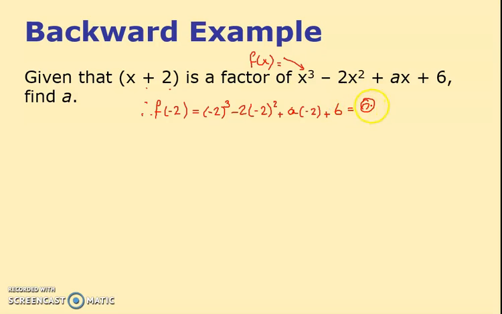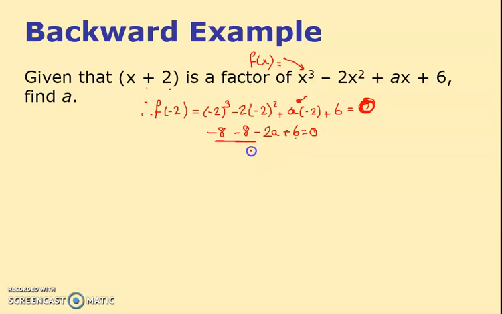That's a 0 on this. Because it equals 0, I've got an equation I can solve. Notice the a is what I'm trying to find, and it will sit there quite nicely. Minus 2 times minus 2 times minus 2 is minus 8. Minus 2 squared is plus 4, and I'm timesing by minus 2, which is minus another 8. Minus 2a, there's lots of minuses going on. Plus 6 equals 0.